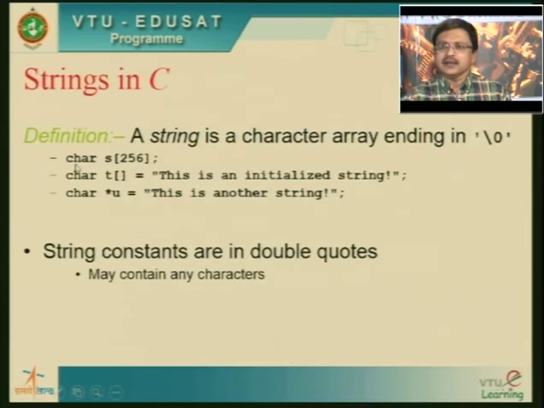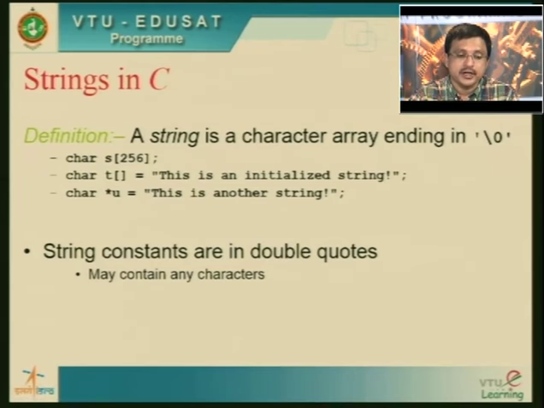So, a string in C is a character array ending with \0. These are different ways of declaring space to hold strings. Character s[256] is a statically declared array of 256 characters.